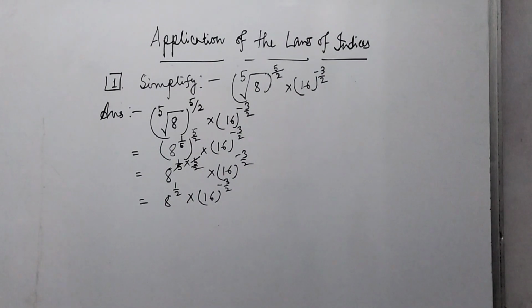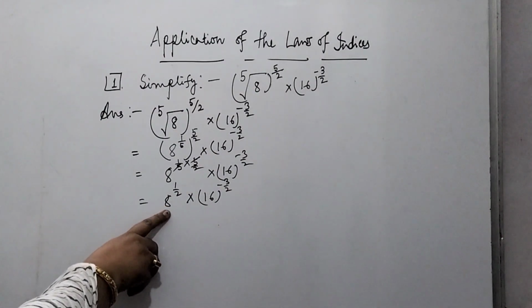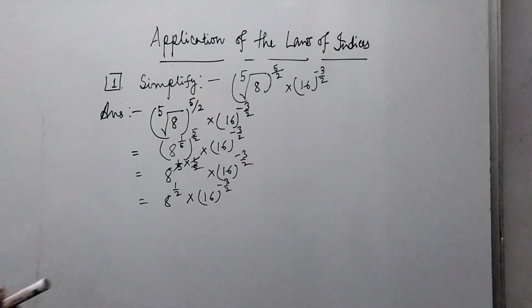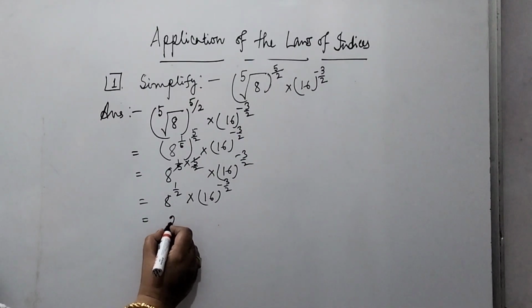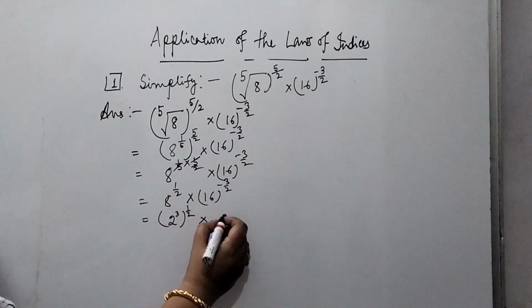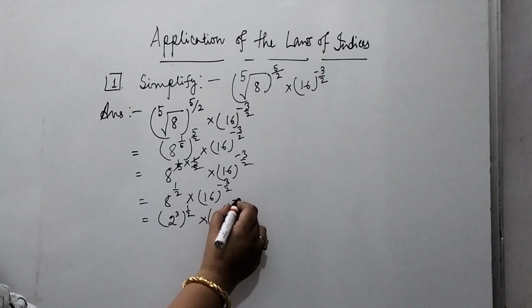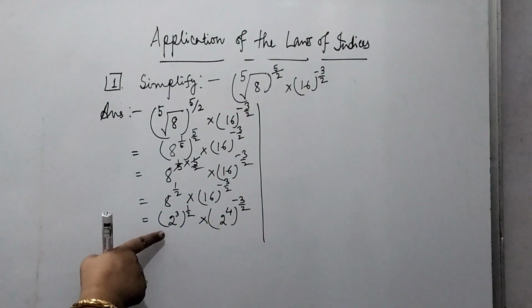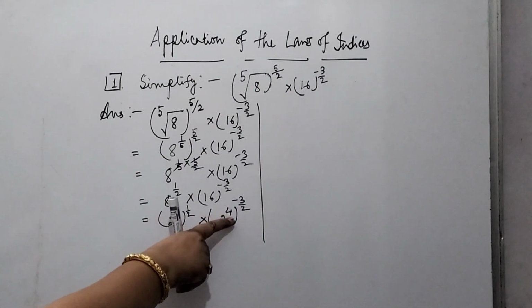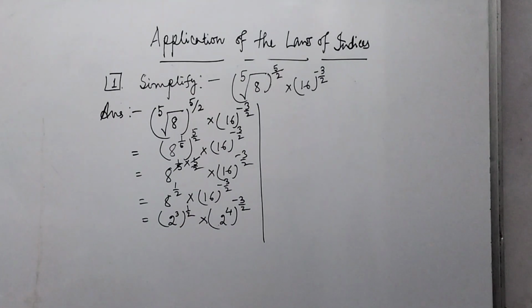Now make sure students, if you want to apply the laws of indices, you must get the terms with the same base, right? So here look, in this problem we get this opportunity because 8 and 16, both of them can be represented as a power of 2, right? So let's do this. 8 can be represented as 2 to the power 3 whole to the power half. 16 can be represented as 2 to the power 4 whole to the power minus 3 by 2, right? Now look, again we are getting the structure a to the power m whole to the power n, and here also the a to the power m whole to the power n structure is obtained.